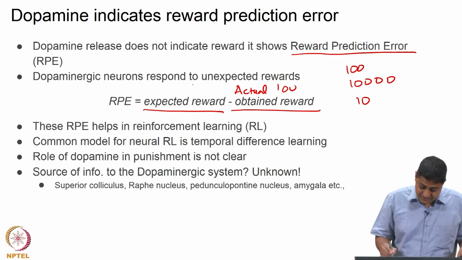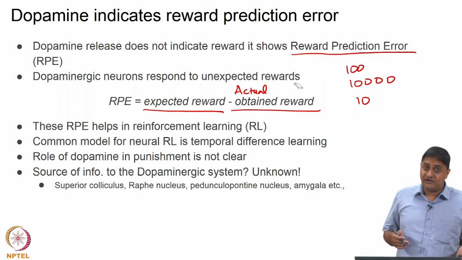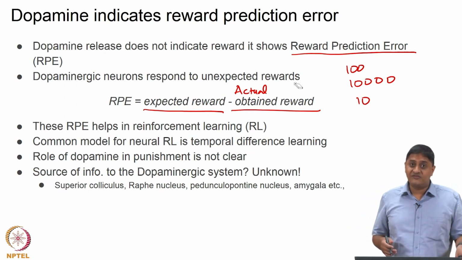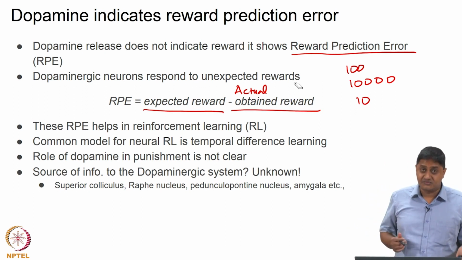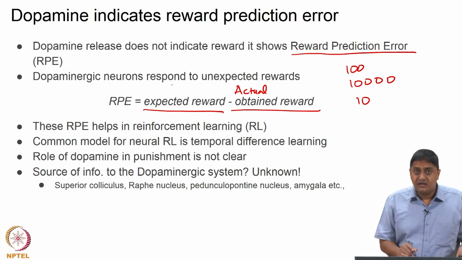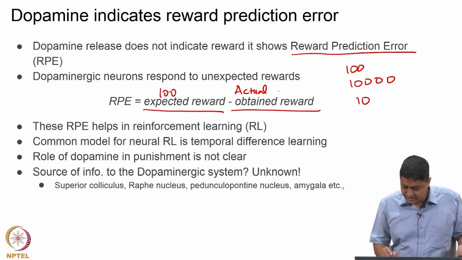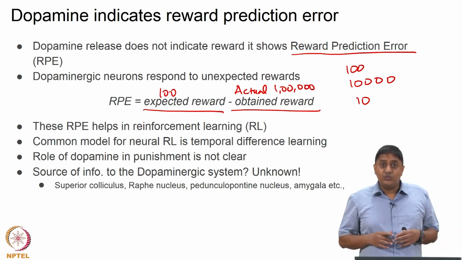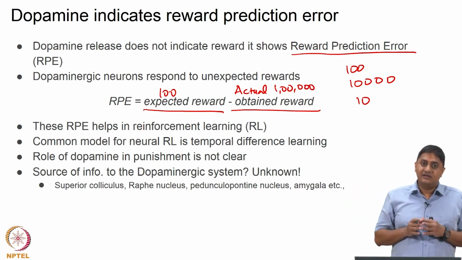But suppose they have told me that they are going to give 100 rupees, and when I go they give me 10,000 or 1 lakh rupees, for example. Immediately anybody can guess what will happen, right. So, here I expected 100, but what I am getting is 100,000. The actual reward is way higher than the expected reward.